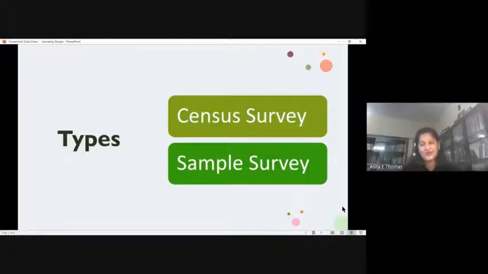In a census survey, every unit in the population is studied to arrive at some conclusion. Whereas in a sample survey, a representative unit is studied in order to arrive at a conclusion, because taking up the entire units in the population might be a little difficult because of limitations in resources, maybe time, maybe money, right? So there are two types, census survey and sample survey.